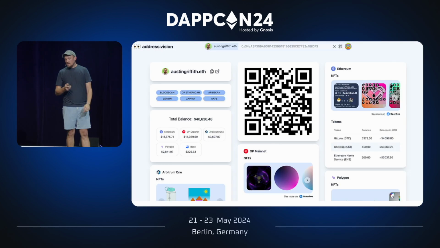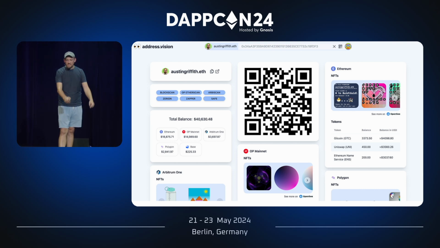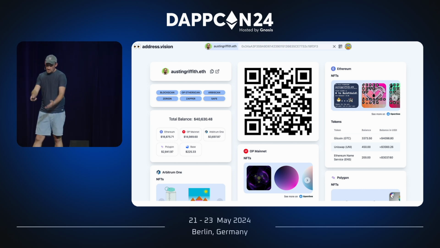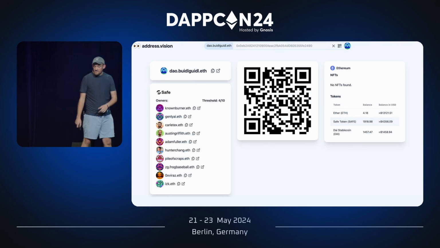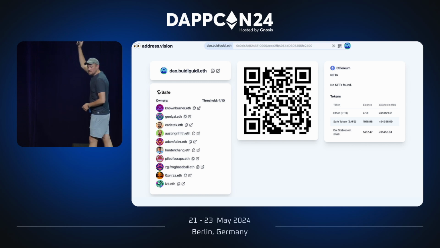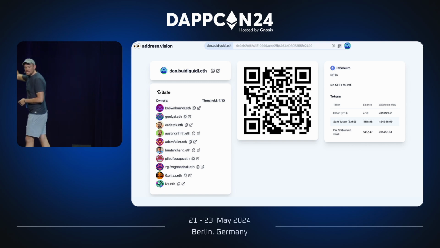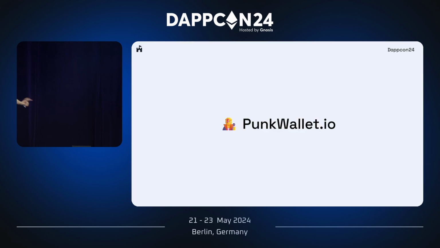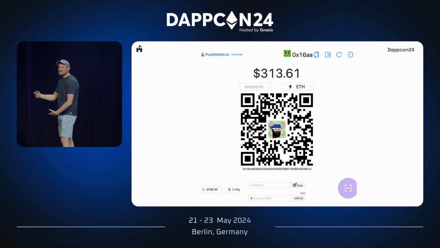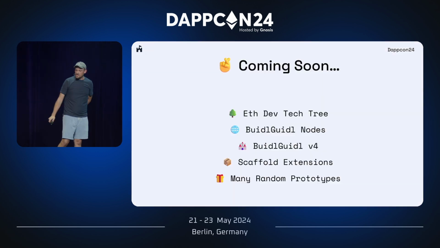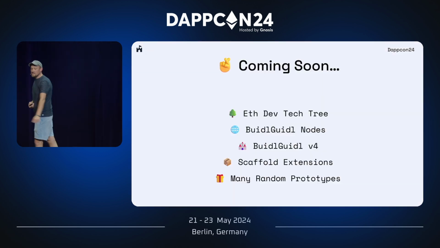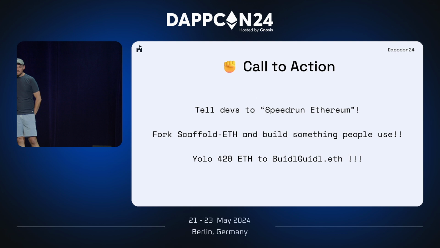Address Vision is another fun one. You go to address.vision, you put in an address or ENS, and it's going to tell you all about that address. Even if it's a Safe, right? It knows if it's a Safe, and it knows what the threshold is, and it knows who the owners are. Just a really nice, quick way to look at addresses. And then the Punk Wallet is kind of a predecessor of the Burner Wallet. It's got all these different networks and all these different tokens on these networks, and it's a quick app that you can build with. There's a lot coming soon from the Build Guild.